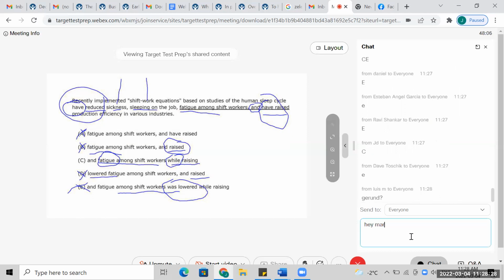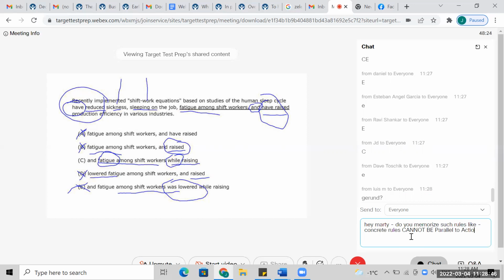Okay, so they are parallel because they're logically equivalent. So even though sickness is a noun and sleeping on the job is a gerund phrase, we can still have them together in the same list. And you know they're going to do this too. So we have sleeping on the job and fatigue.